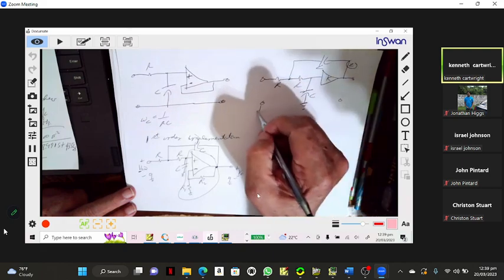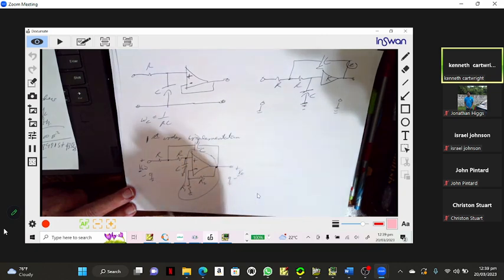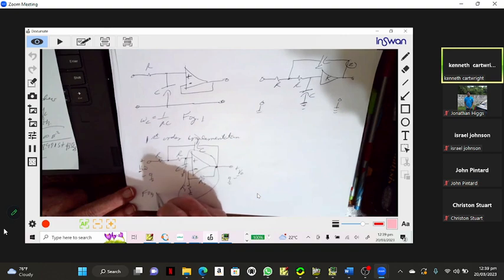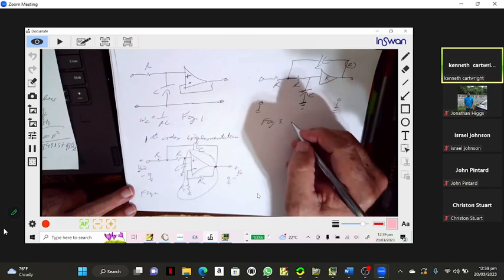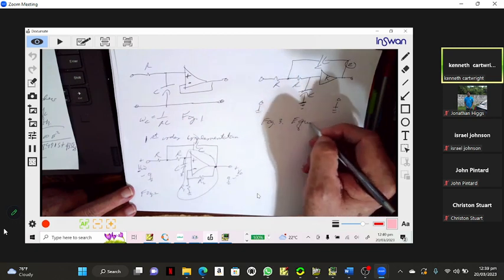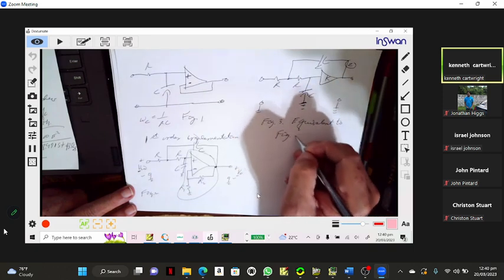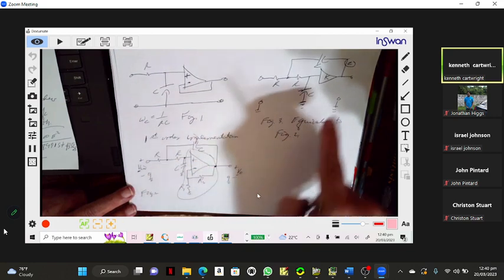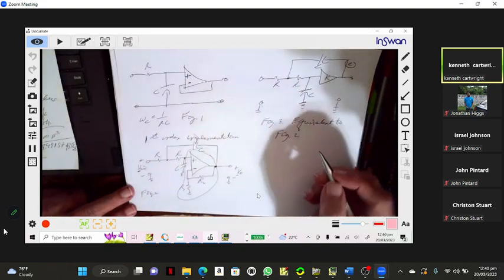So here's the equivalent of this. We call this figure 1. This is figure 2. And this is figure 3. And figure 3 is equivalent to figure 2. Figure 2 is actually what we build. But by building the op amp and the two resistors, all we're doing is adding gain to the circuit. Gain K. And what is K equal to?